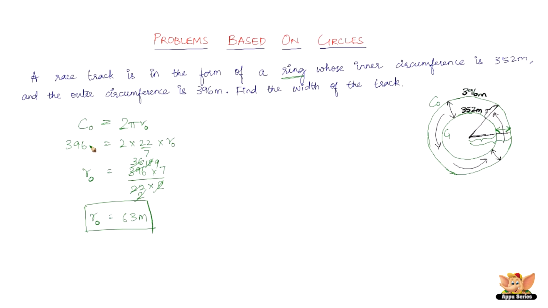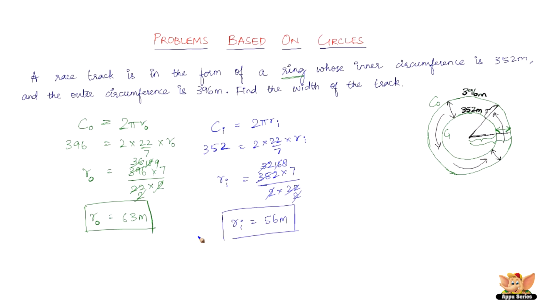Next, for the inner circumference, that is CI, equal to, again, 2 pi R inner, radius of the inner. That is given as 352. So 352 equals 2 times 22 by 7 into R inner. So we've got the radius of the inner circle as 352 times 7 over 2 times 22. Again, 11 times 2 gives you 22, and 11 times 32 gives you 352. And 2 times 16 gives you 32, and 2 times 8 gives you 16. So 8 times 7 is 56. So the radius of the inner circle is 56 meters.